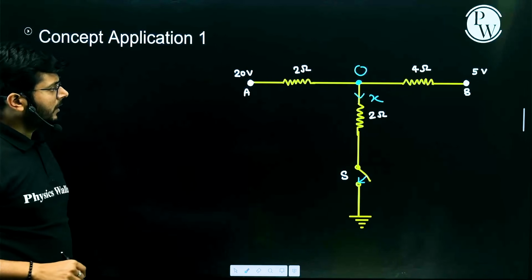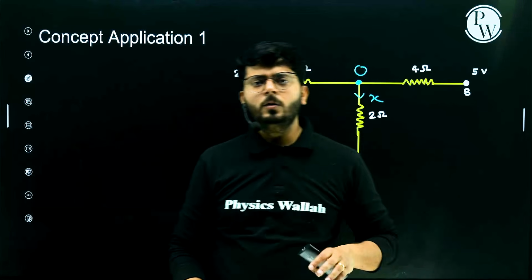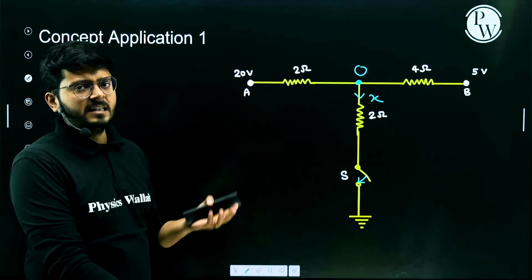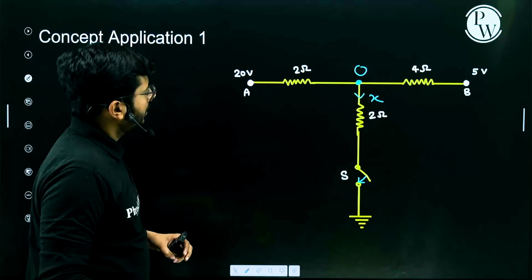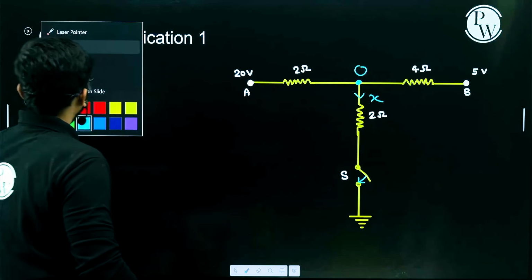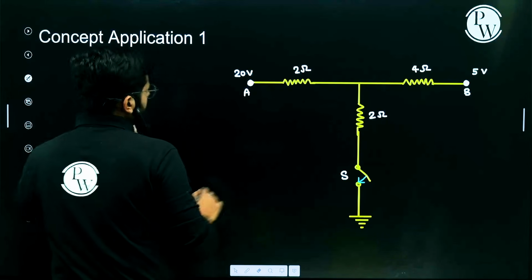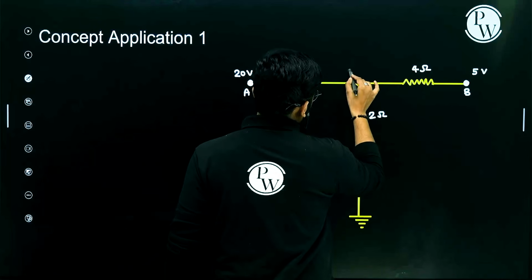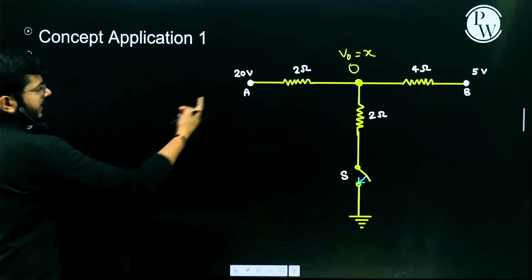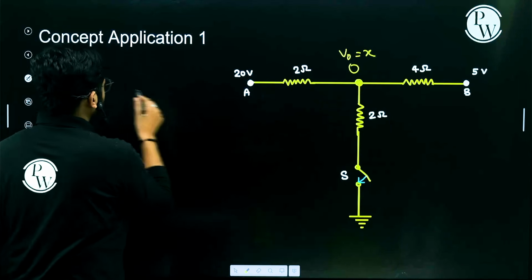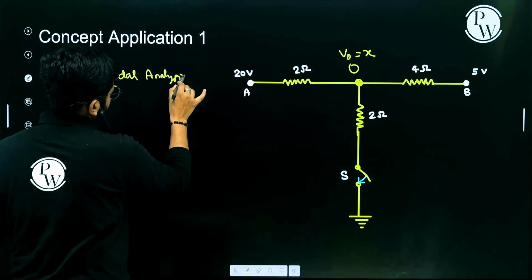So we don't know the potential at point O, first of all, right? We don't have any idea about the potential at point O. So we can easily get the value of potential at point O without any problem. Let's do it this way. The potential at point O is X volt, right? No problem with this part. So let's apply KCL at this place. Let's do the nodal analysis at O.